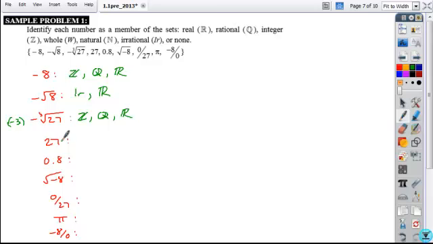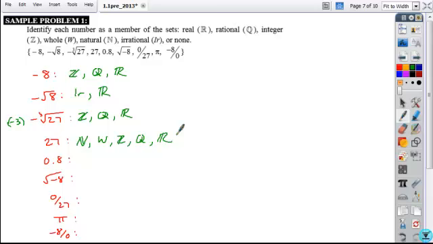Okay, what about 27? What's the most specific classification for 27? It is a positive counting number, so that's a natural number, which means it will also be a whole number, which means it's also an integer, which means it's also a rational number, which means it's also a real number. So 27 is going to be all of those.